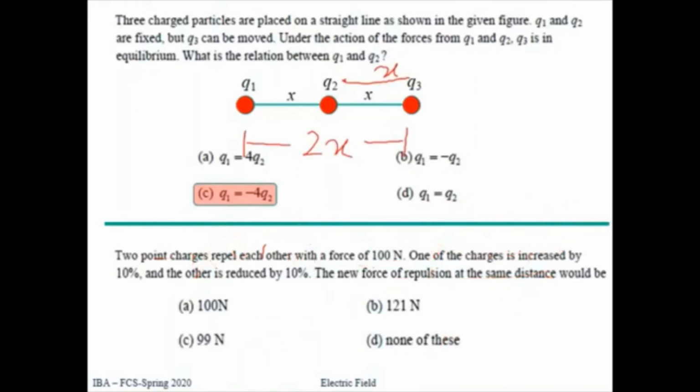Okay, another quiz. Two point charges repel each other with a force of 100 Newton. One of the charges is increased by 10% and the other is reduced by 10%. The new repulsive force at the same distance would be C.